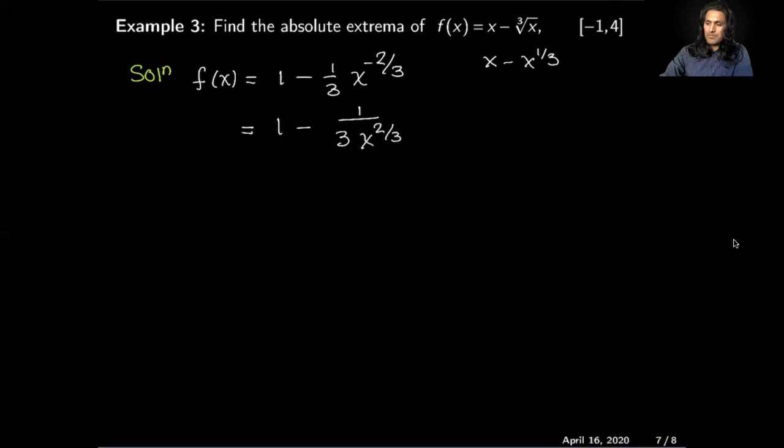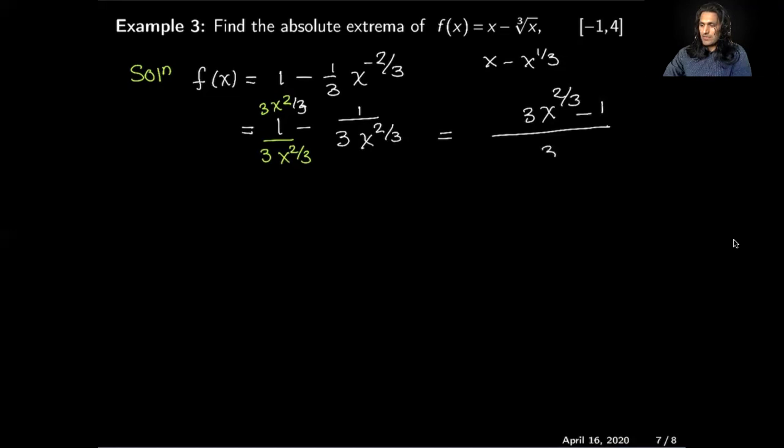Now I will make the same denominator. So I will multiply the 1 by the denominator term, 3x to the power 2/3. If I multiply something in the numerator, I have to multiply the same term in the denominator as well. So this gives me the simplified derivative: 3x to the power 2/3 minus 1, divided by 3x to the power 2/3.